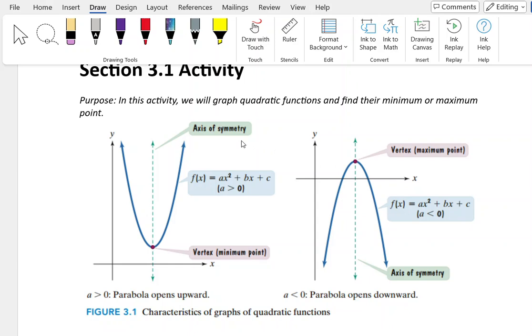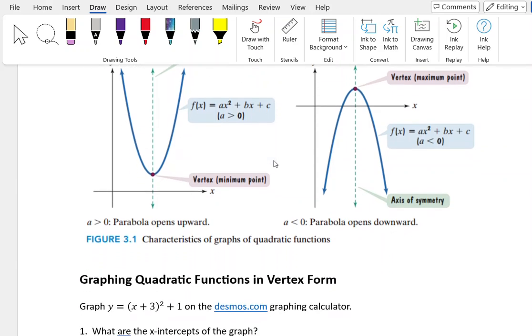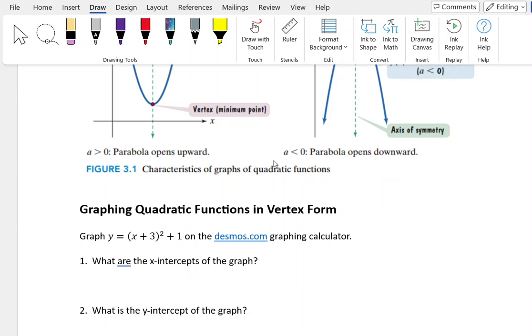We also have what is called the axis of symmetry, which is a vertical line that goes through that vertex or minimum point. And you can see that the parabola is a mirror image on either side of that axis of symmetry. So we're going to start by looking at quadratic functions in what is called vertex form.